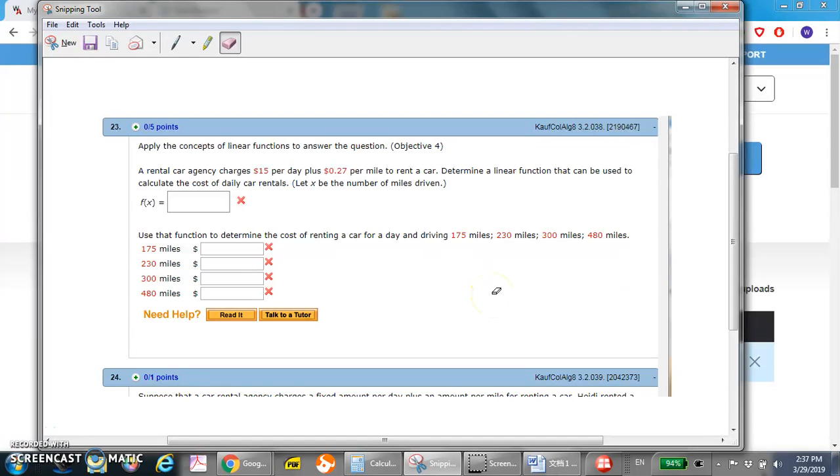Okay, let's take a look at this problem. A rental car agency charges $15 per day plus 27 cents per mile to rent a car. And we want to determine a linear function that can be used to calculate the cost of daily car rentals. And we are told that we let x be the number of miles.